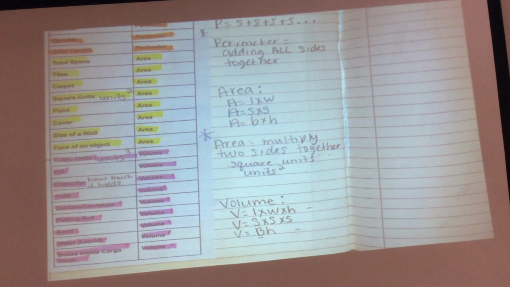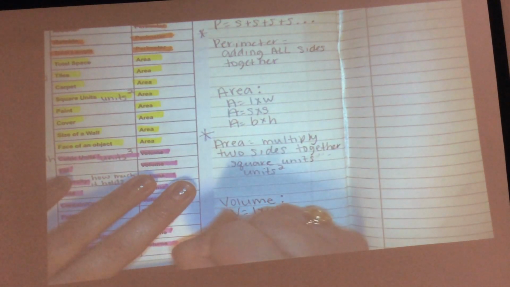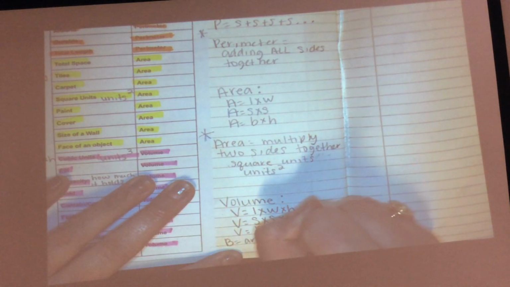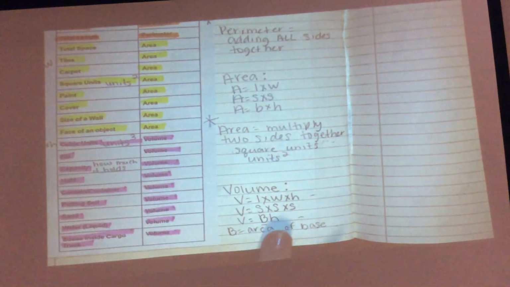Go back up to area real fast. Oh, I know. Ethan? Both. Both what? Both, length and width. Okay, so Talon, help him out. The big B stands for base. The what of the base? The area. Yes. Big B stands for the area of the base, and the little b stands for the perimeter. That's a rectangle. We will get into this later on.